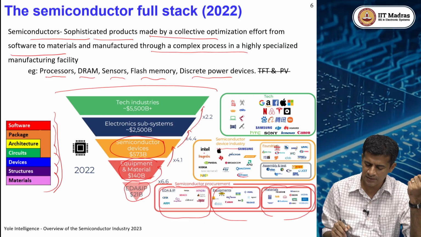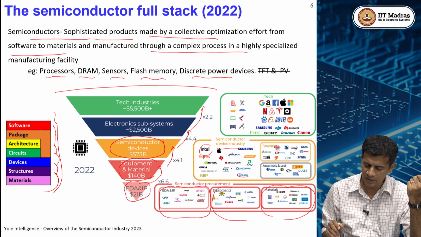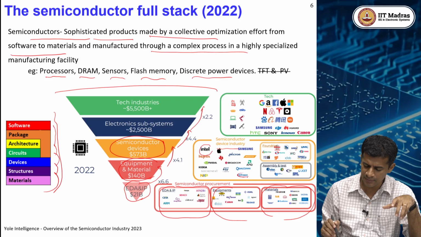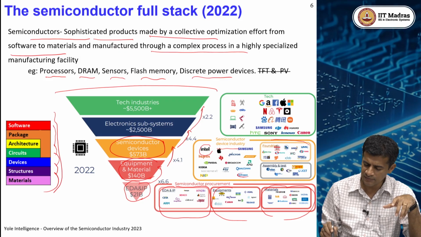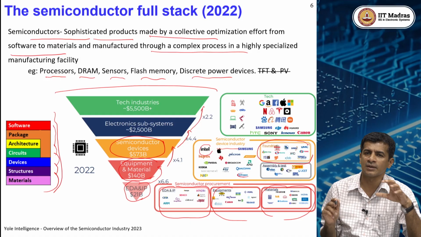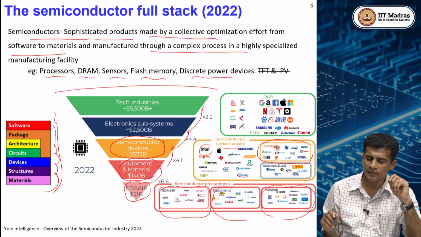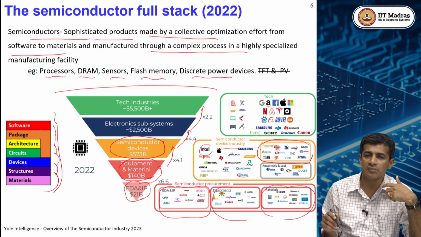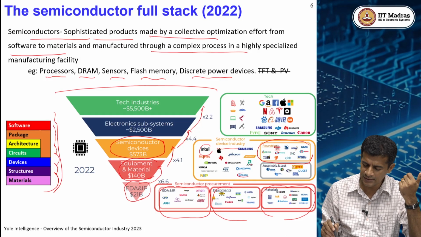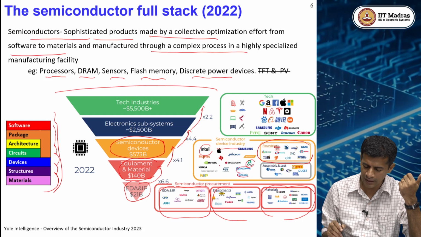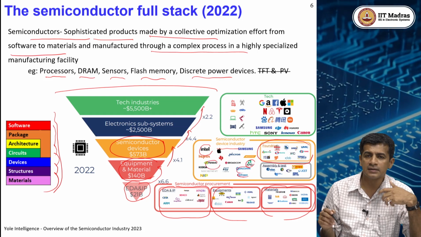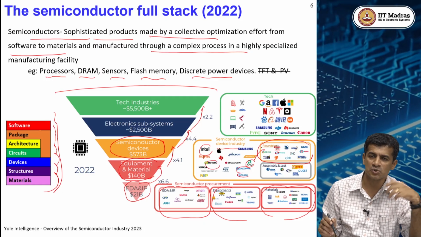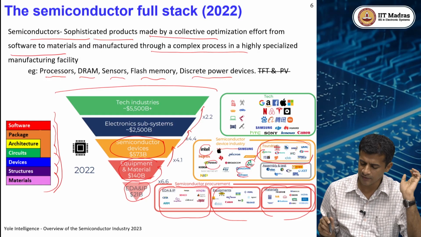One is known as integrated device manufacturers. They make the chips and sell the chips, so they do design as well as manufacturing. Then there are other companies known as foundries, which only do contract manufacturing. For example, TSMC, the biggest foundry, gets a design from AMD or Qualcomm or NVIDIA. They convert the design into a product and give the chip back. They do not sell any chips, they only do contract manufacturing.